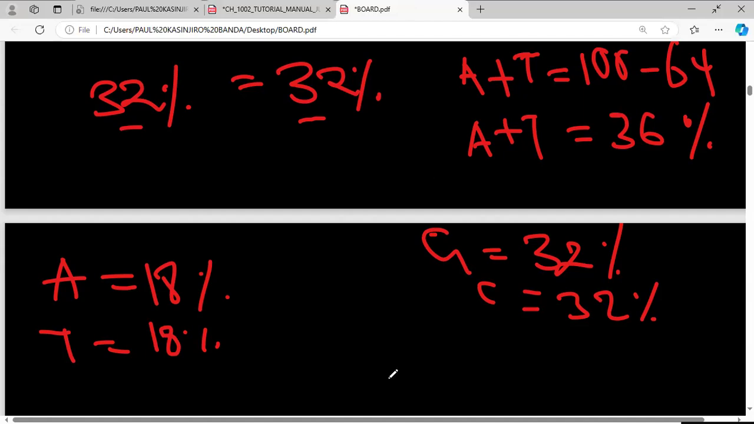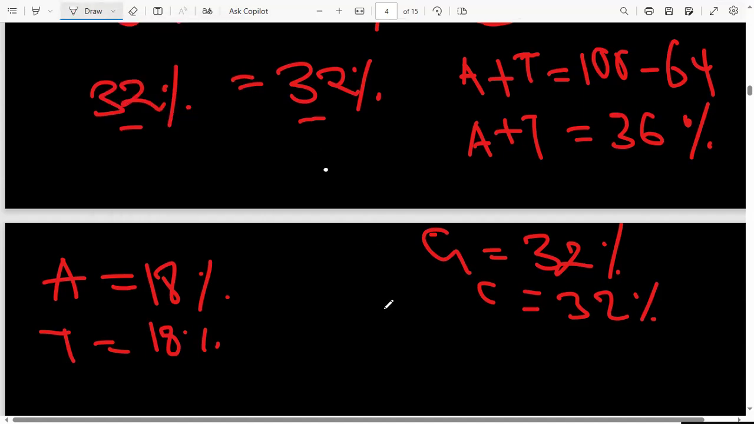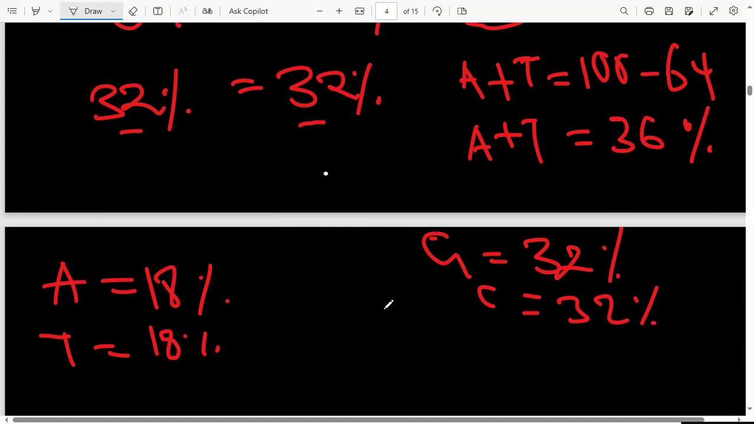Up with the 8%. Yes, ask. Did you put the 18%? Huh?